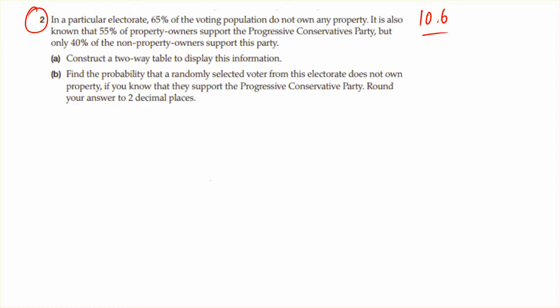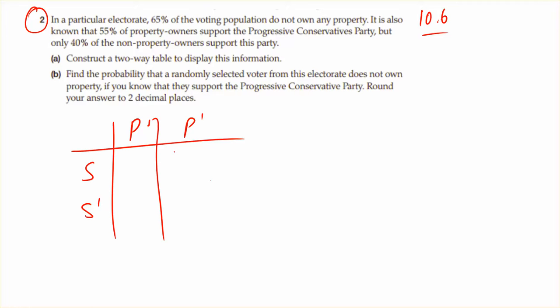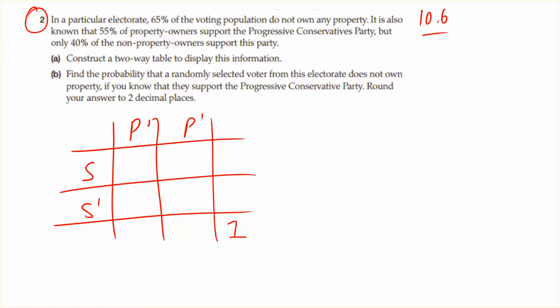And 55% of property owners support the Progressive Conservative Party, but 40% of the non-property owners support this party. Okay, so we've got a scenario where we have property owners and property non-owners, and we know that they either support the party or not. So I'm going to draw a very simple two-way table, a probability diagram. I know the total of any probability diagram or probability table is 1.